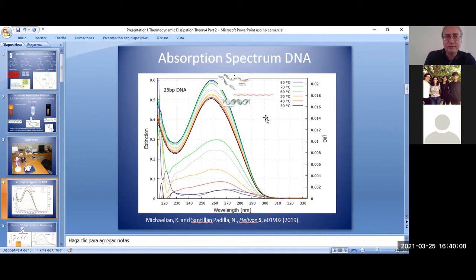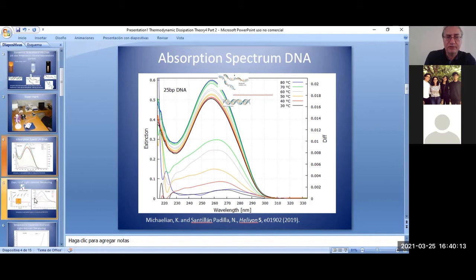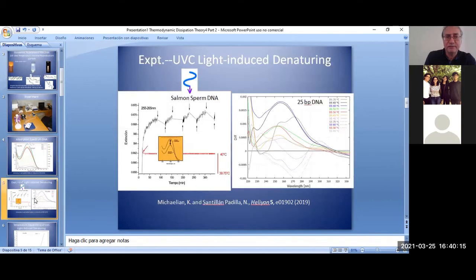Okay, so that is temperature denaturing, and this is well known. These are our experimental data, which we use to normalize the system. But what we are really interested in is not temperature denaturing, but ultraviolet light denaturing.